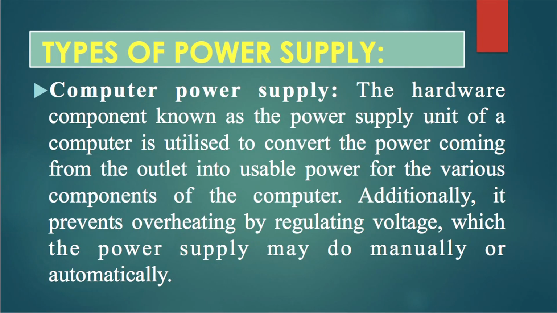Next component is computer power supply. The hardware component known as the power supply unit of a computer is utilized to convert the power coming from the outlet into usable power for the various components of the computer. Additionally, this power supply prevents overheating by regulating voltage, which the power supply may do manually or automatically.